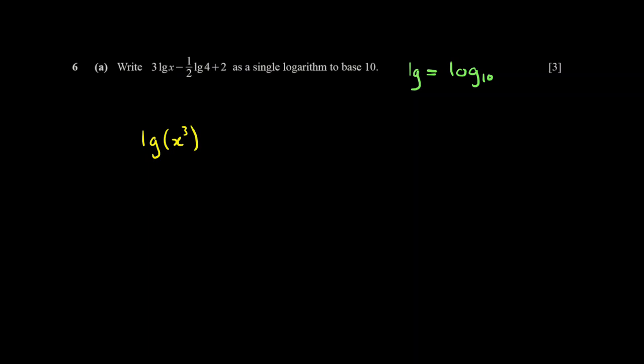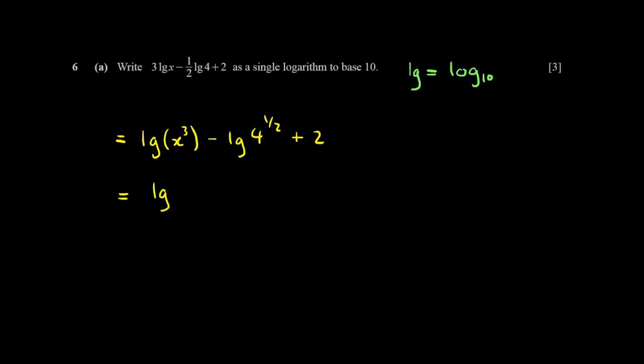And I'm going to rewrite the half log 4 as log 4 to the power of a half plus 2. Right? So I've rewritten that. Let's put an equal sign to show it's the same thing. Then what am I going to say?